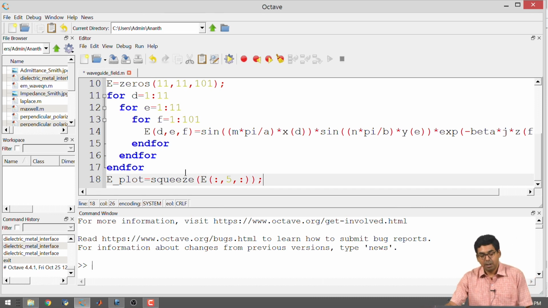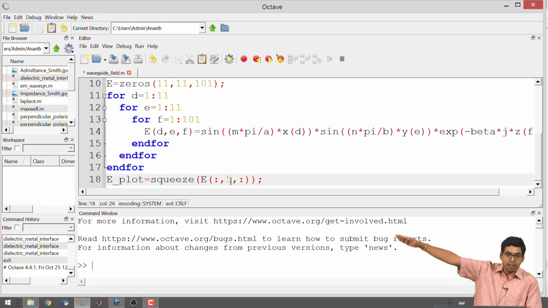Okay. So, what it means is at all x, at all z for y equal to 5. So, y equal to 5 in this case means y is going from 1 to 11. So, I am picking up the 5th column, all right. So, that means along the center of the waveguide I am drawing a slice.